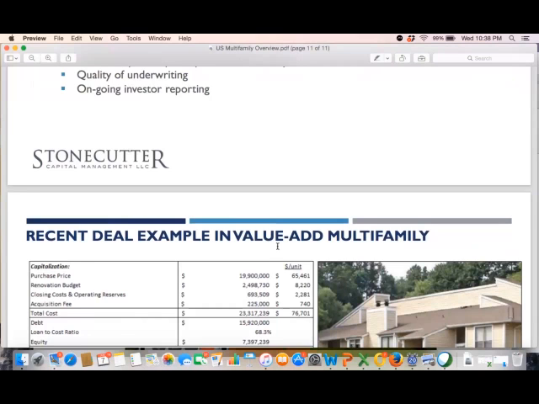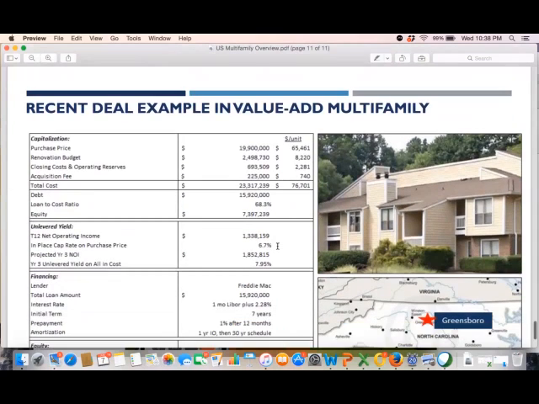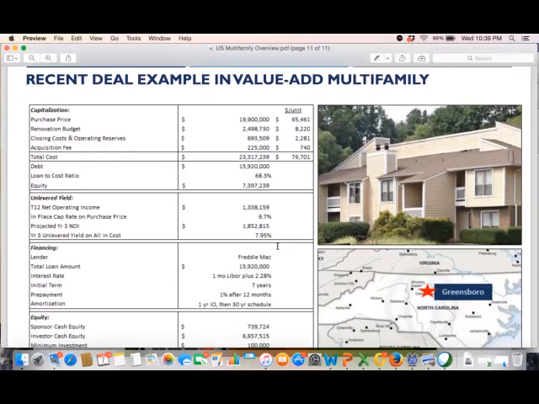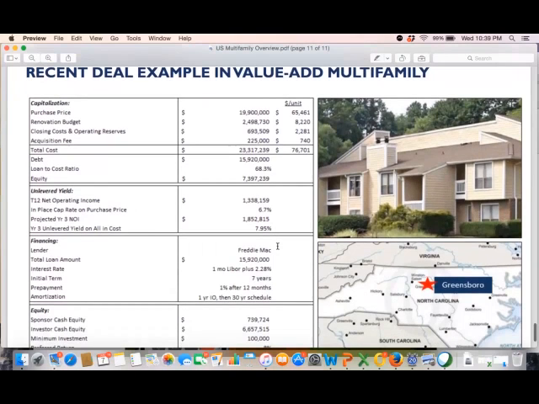And then last slide here, and then we can get into questions. It's just a representative deal. It's a recent deal that we closed, and it highlights some of the things that we've touched on here. It's a value add deal. We purchased this, we'll call this a tertiary market, right? Greensboro, North Carolina. You're not going to get major institutions coming in there, but there are value add investors and local investors, cash flow oriented investors.